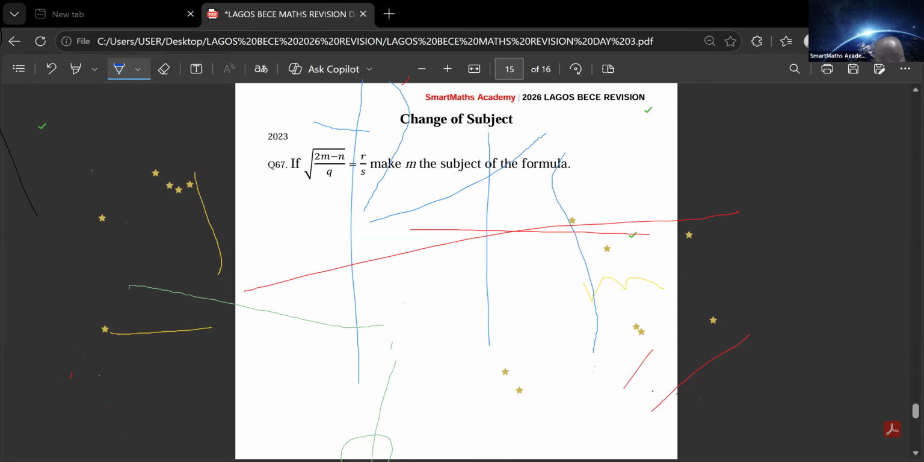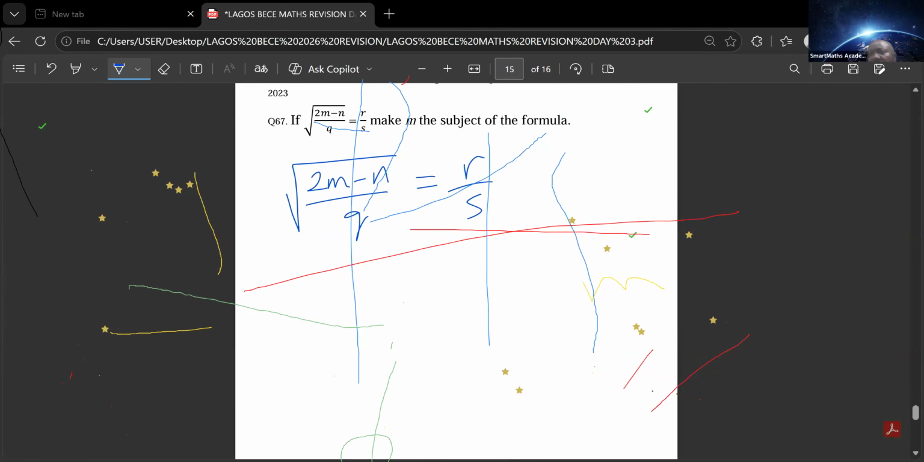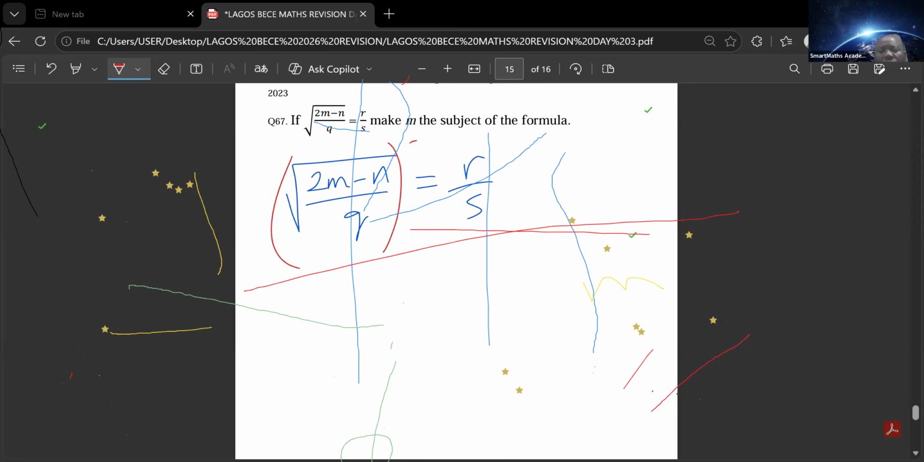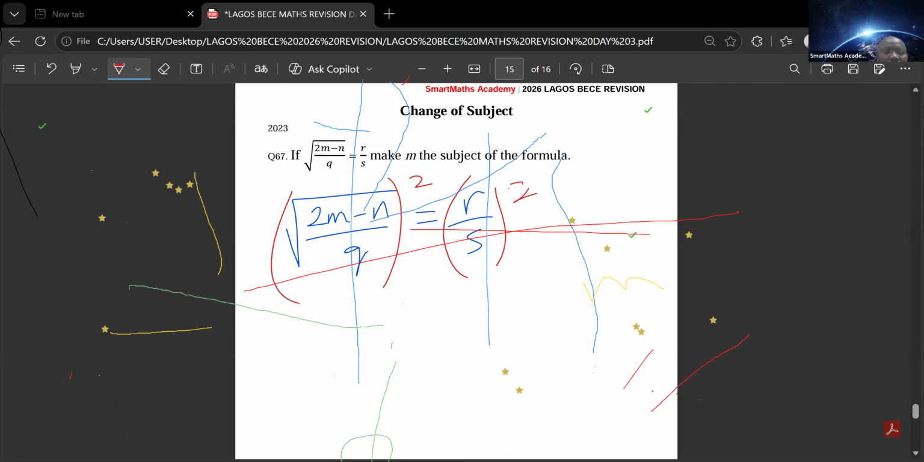So in this case, we have square root of 2m minus n over q equals to r over s. So we are going to remove the square root first because that is what covers the m. The opposite of square root here is square, which means we are going to square both sides. So I'm going to square this. I'll also square this. So in squaring, this square will cancel the square root.